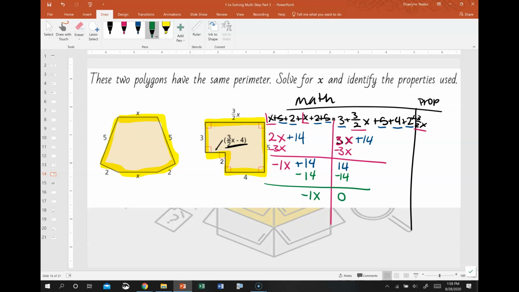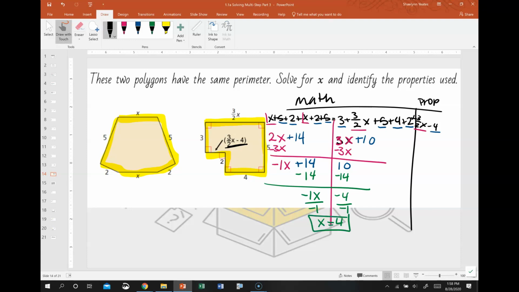Strange. Oh, we forgot one piece. That's why. Plus 4 minus 4. There we go. Now instead of 14, this is 10. Now instead of 14, this is 10 minus 4. Whew! This is negative 4. There we go. Now I need to divide by negative 1. And I get x equals 4.